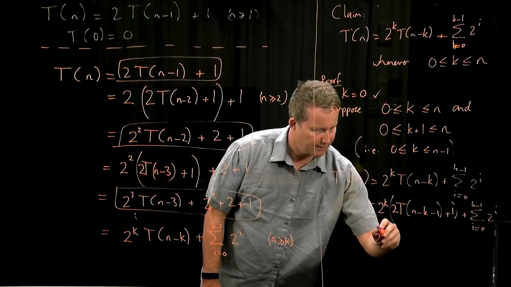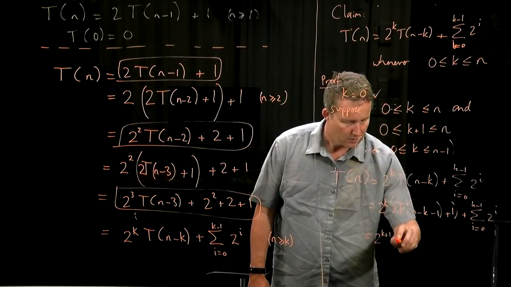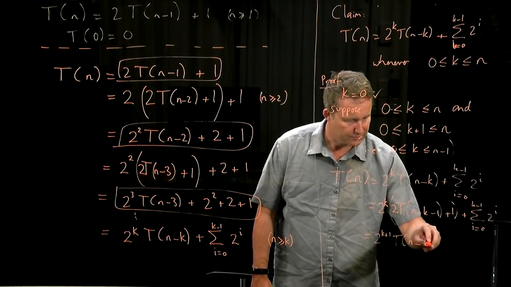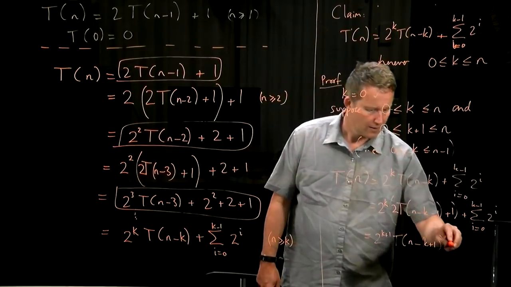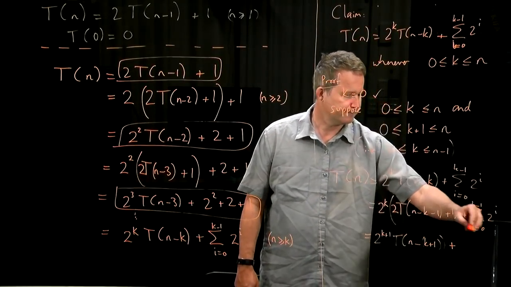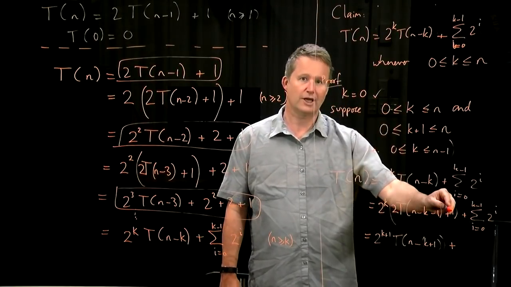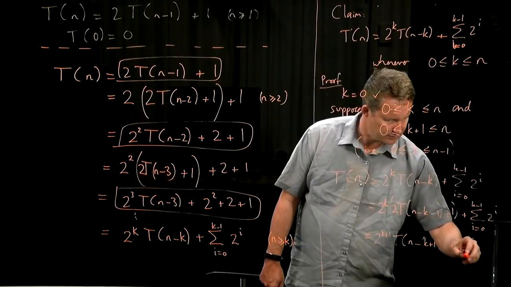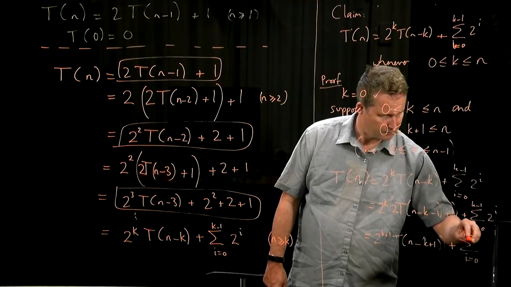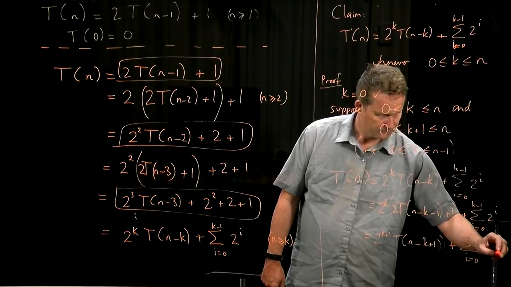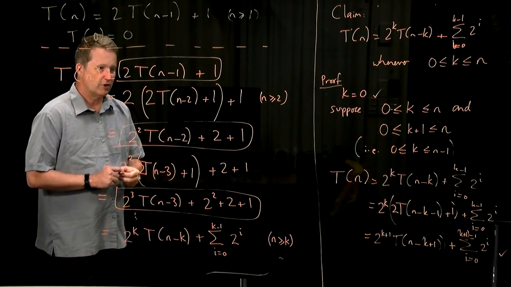Now rewriting that, I get 2 to the k plus 1. I want to write everything in terms of k plus 1. T of n minus k plus 1, that works well. I've got this sum here, which is the sum up to 2 to the k minus 1, and then I get another 2 to the k over here. So I actually get the sum i equals 0 to k, which I'm going to write as k plus 1 minus 1, 2 to the i. So by induction, the result's going to hold.